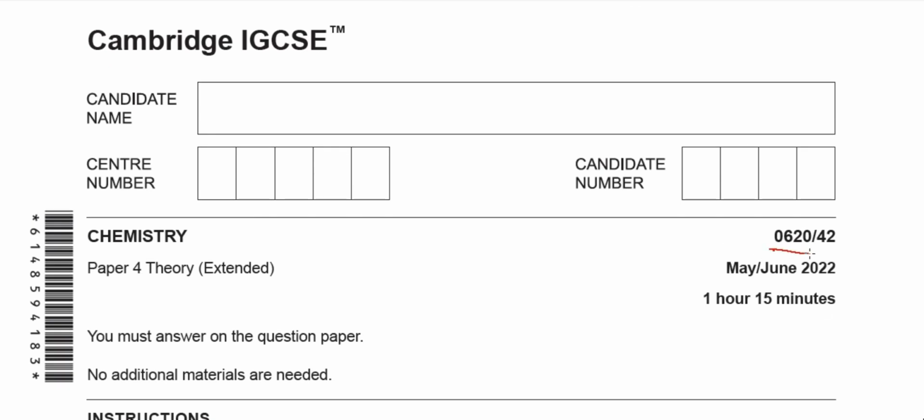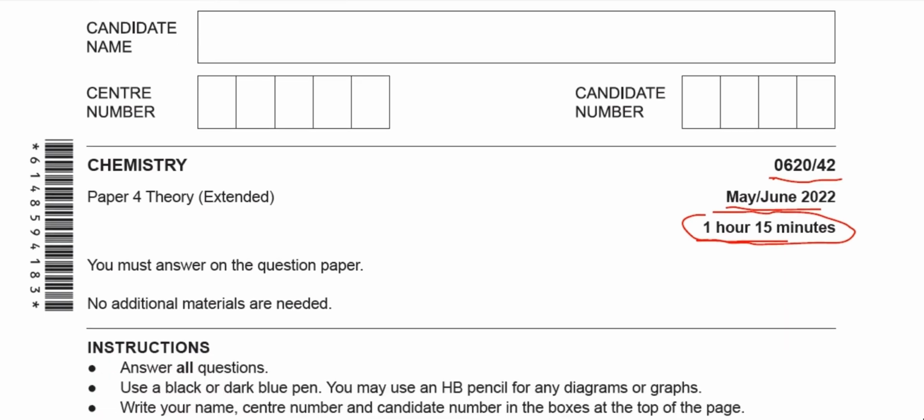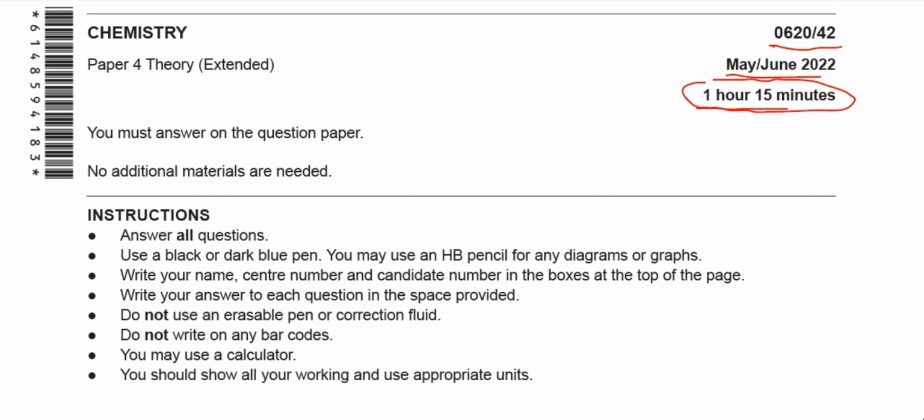You can see this is 0620/42 from IGCSE, May-June 2022. The time allowed is 1 hour 15 minutes. While you are starting your practice, it doesn't matter how much time you are spending. But when you start practicing and progressing, then it matters. Initially, no need to worry if you spend 1 hour 30 minutes or 1 hour 40 minutes. Try to solve each and every question with proper concepts, and practice the question twice or thrice if required. The first priority is to understand properly.